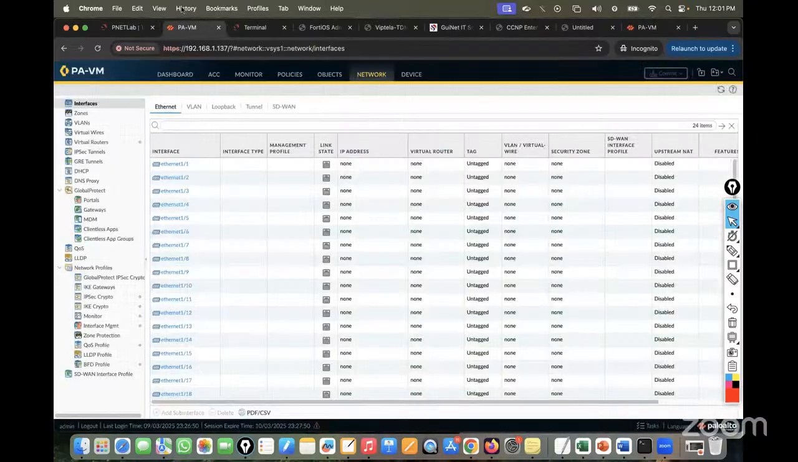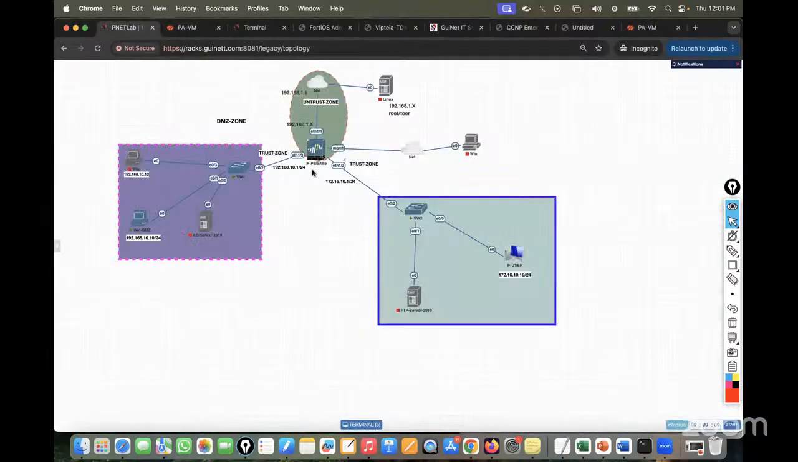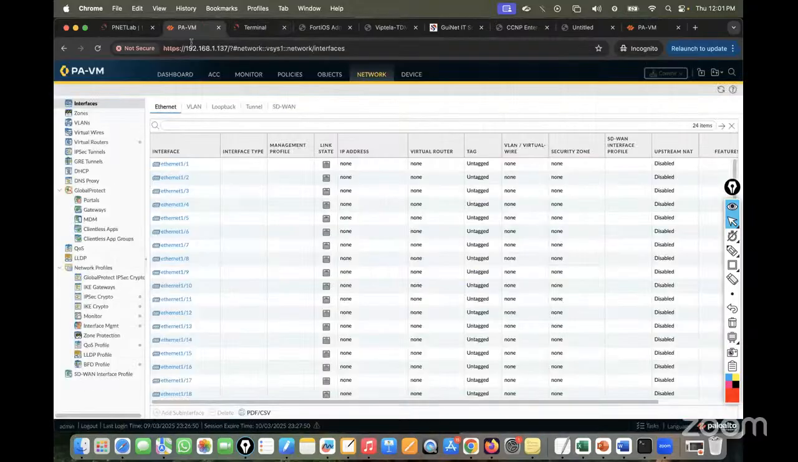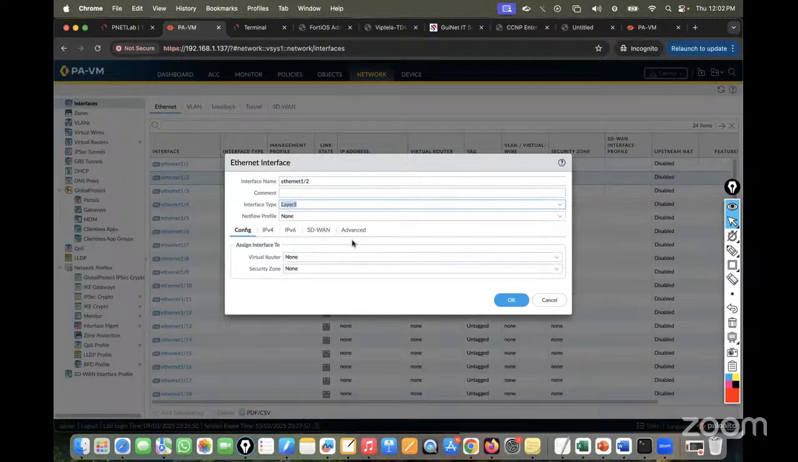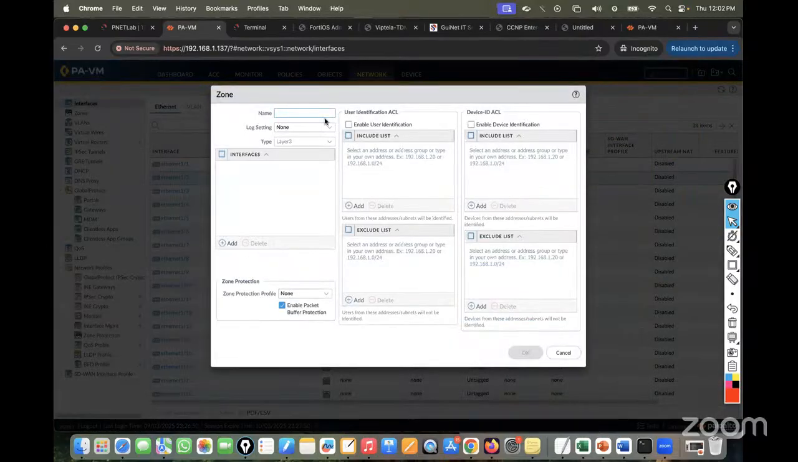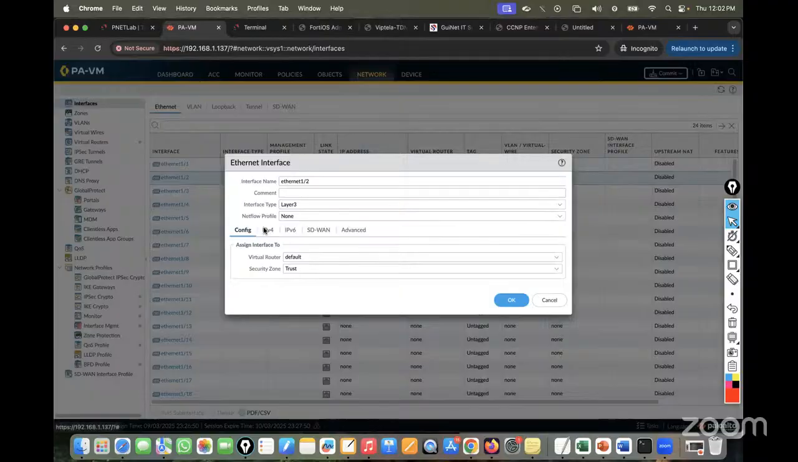So I'll just show my proof of concept, which we discussed. Interfaces 1/2 and 1/3. So I'll go here, 1/2. This is going to be my layer 3 interface. The virtual router, I'll discuss what a virtual router is, but just put the default virtual router. Most important, we are talking about the security zone. So I'll put that security zone as trust. Okay, this is going to my trust. Done.